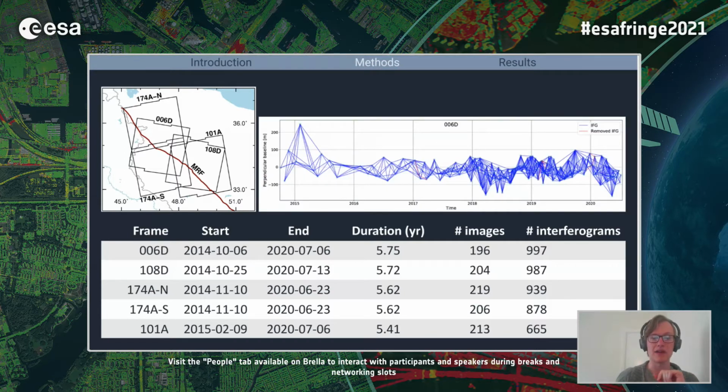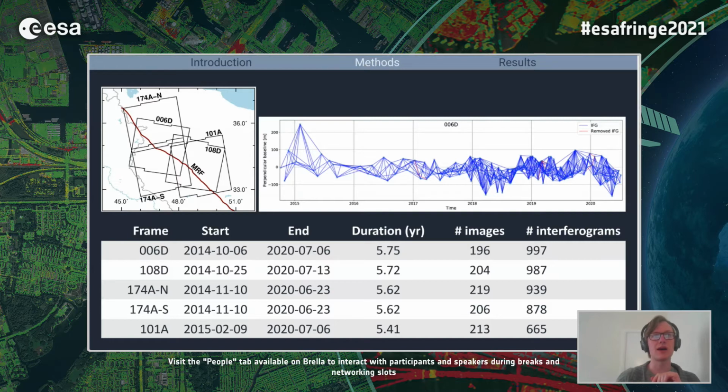And to give you an idea of our network, this is an example for 006D. Blue connections are interferograms. And then you can also see red ones. This is where LiCSBAS has done loop closure to check for errors, and these are ones it's automatically removed from the time series. So we have something like this for all 5 frames.